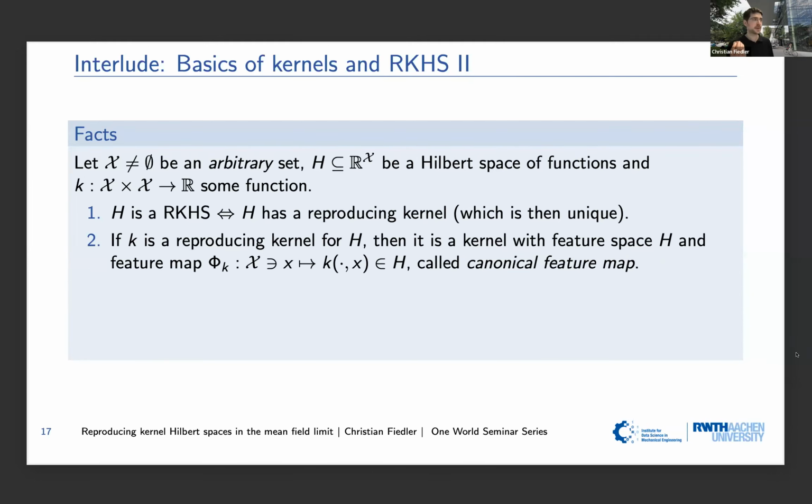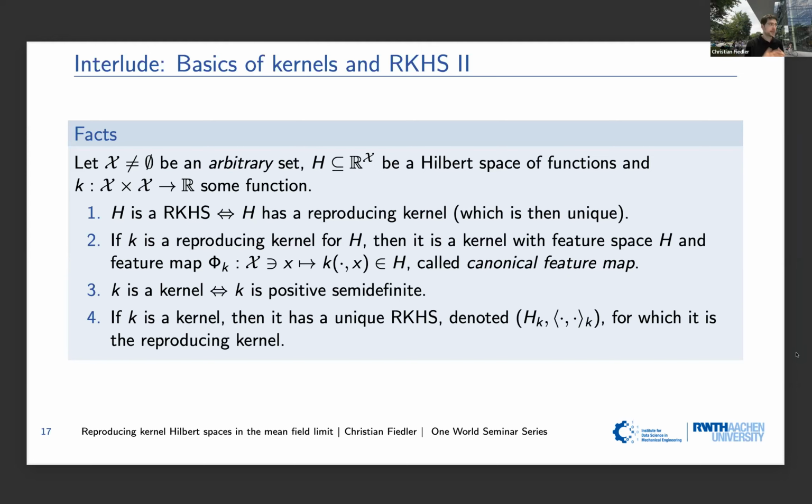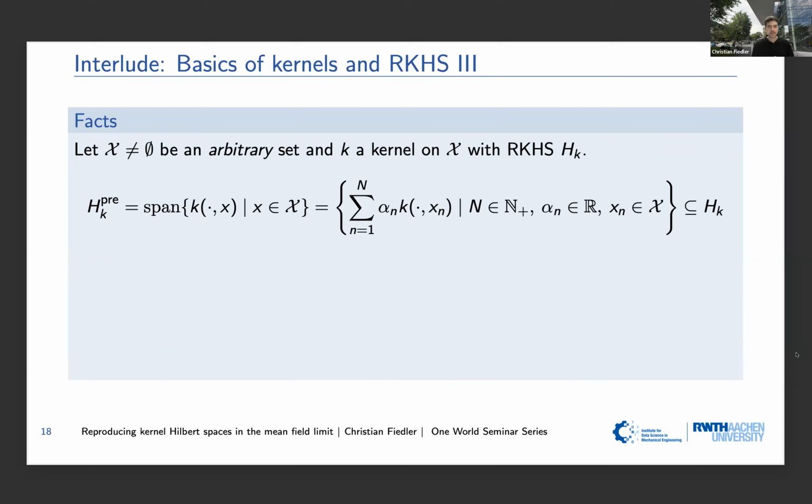And if we have a Hilbert space of functions with a reproducing kernel, then the reproducing kernel is actually a kernel. And we can use the RKHS, the reproducing kernel Hilbert space, as a feature space. And we even have a very simple feature map, namely the map which takes an input and simply partially evaluates the kernel on it. This is often called the canonical feature map and denoted by phi k. Now, a bivariate function k is a kernel if and only if it's positive semi-definite. And finally, if we have a kernel, then it actually has a unique RKHS, denoted by Hk, for which it is the reproducing kernel.